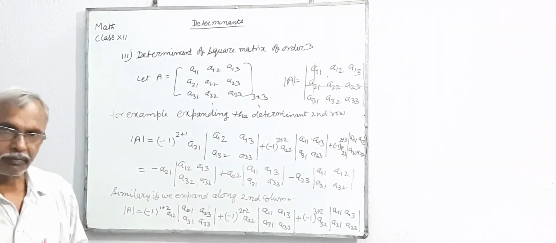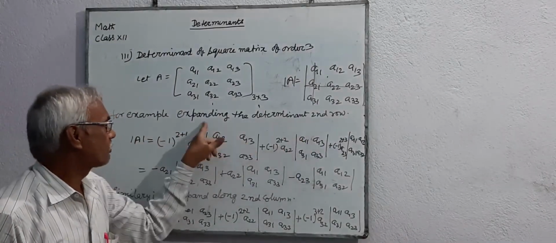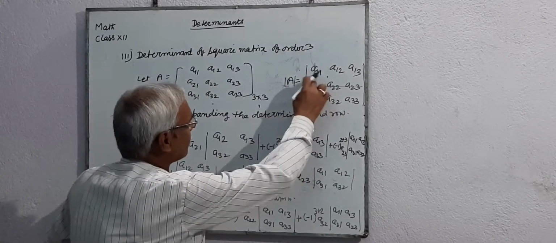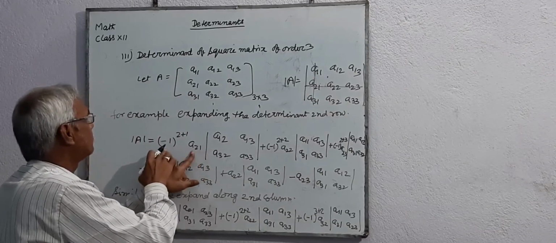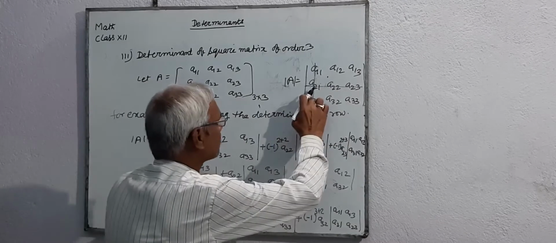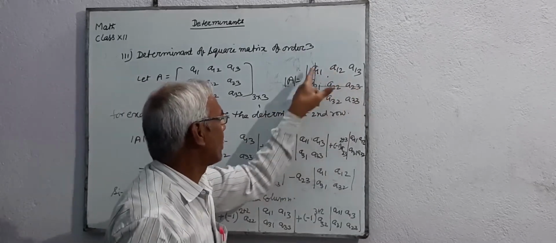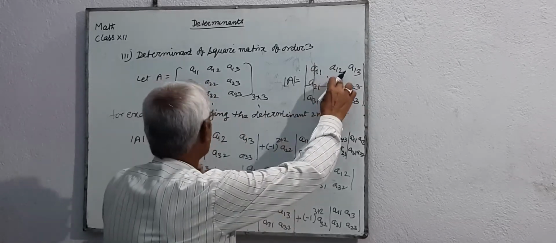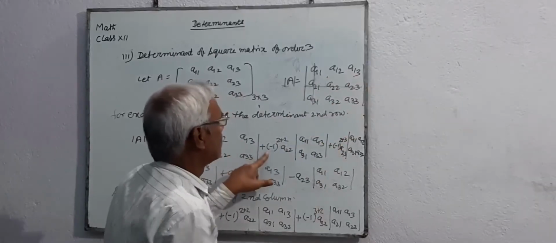The value is the same. For example, we take expansion of the determinant along the second row. In the second row, the first element is A21. The sign of A21 is minus 1 to the power 2 plus 1. A21 lies in the second row and first column. Eliminate the second row and first column, we get the second order determinant A12, A32, A13, A33.